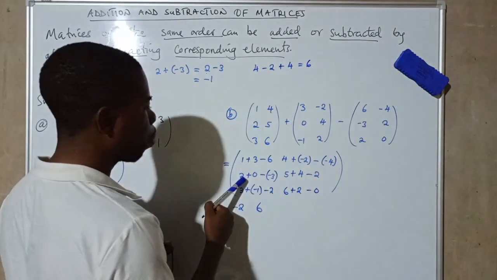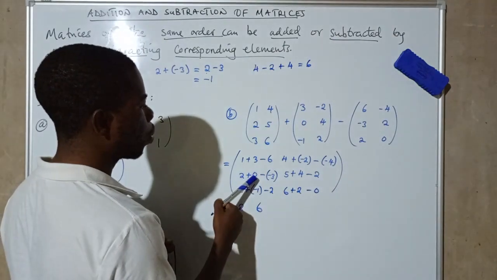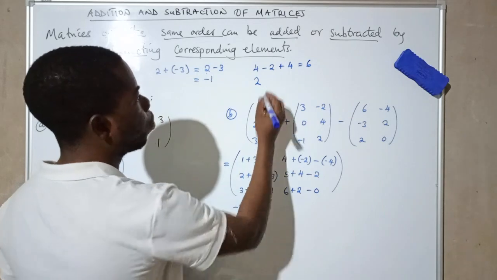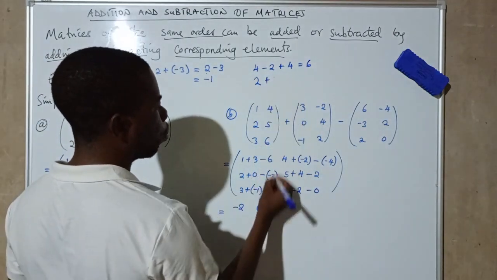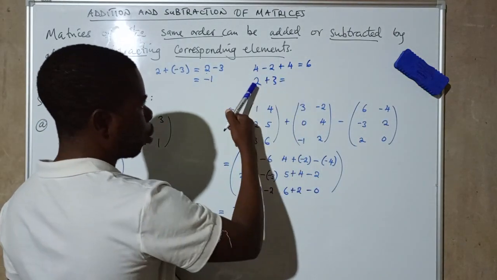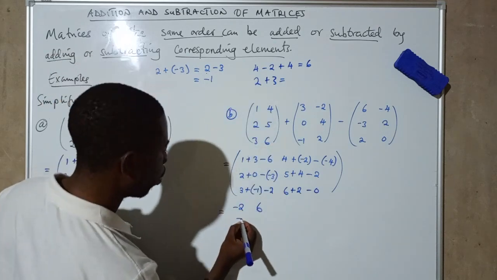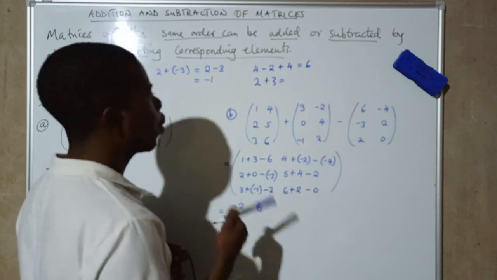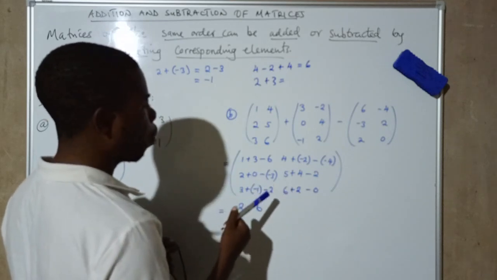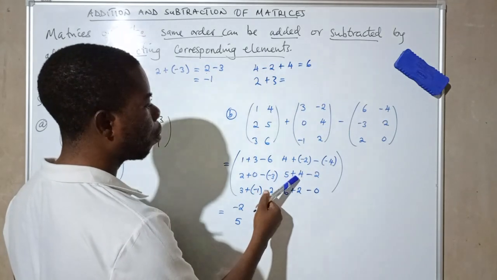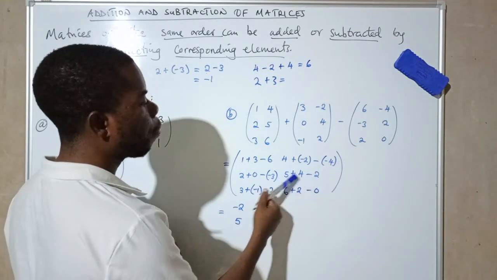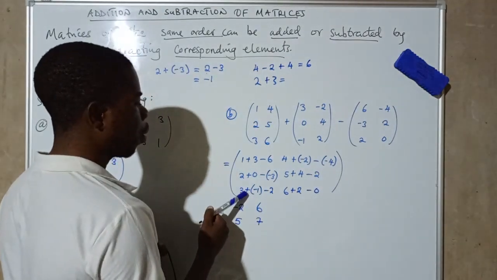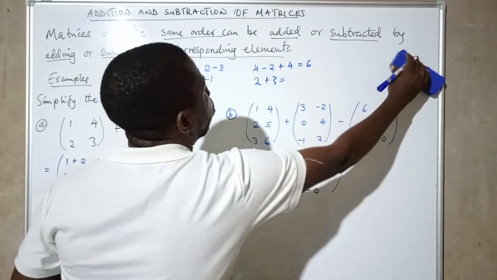Then we'll come here, we'll have 2 plus 0, it will be 2. Then negative times negative, it will be positive. Then we'll put 3. So say 2 plus 3, 5. So here we'll have 5. Okay. Then here, we are going to say 5 plus 4 minus 2. So 5 plus 4, 9, minus 2, 7. So here we have 7. Then here 3. So here we have this.